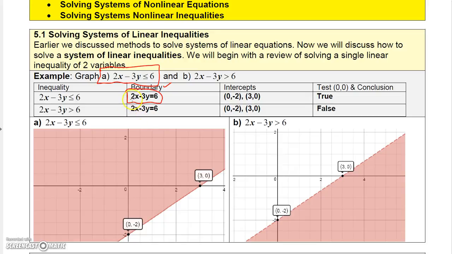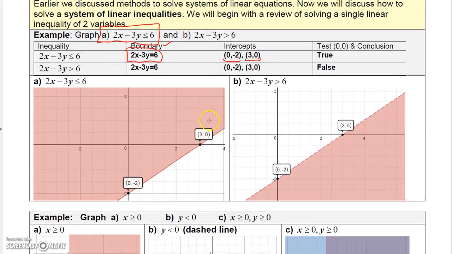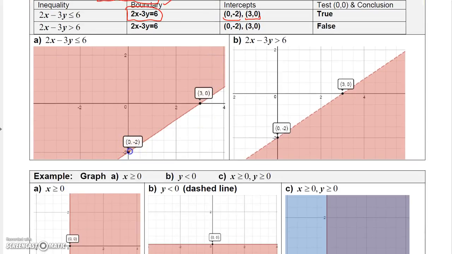and I call that the boundary. Now in order to graph the boundary, this line, most of the time you can do this with intercepts. So simply let x be 0 and solve for y to get the point 0, negative 2. Then let y be 0 and solve for x to get the point 3, 0. And so you'll notice down here I plot the point 0, negative 2 and the point 3, 0. And notice that I drew a solid line through those 2 points.